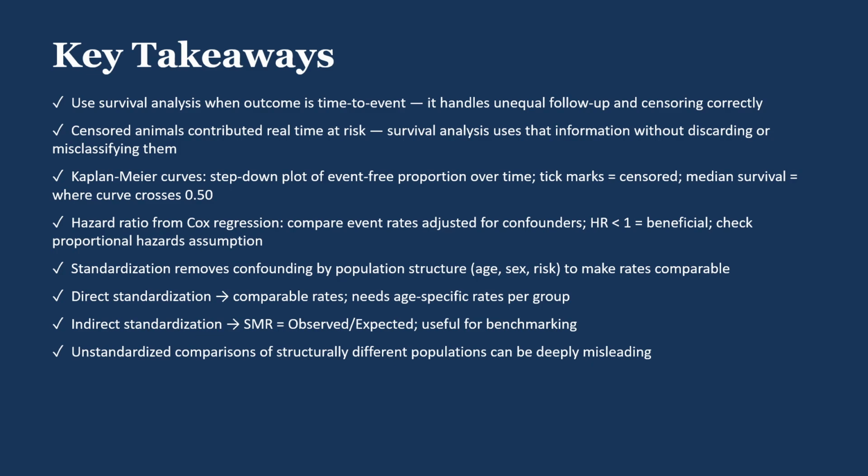That completes Unit 3. All 11 concepts are covered. In Unit 4, we move to causation, bias, and confounding: why correlation is not causation, how studies go wrong systematically, and what confounding is and how to deal with it.